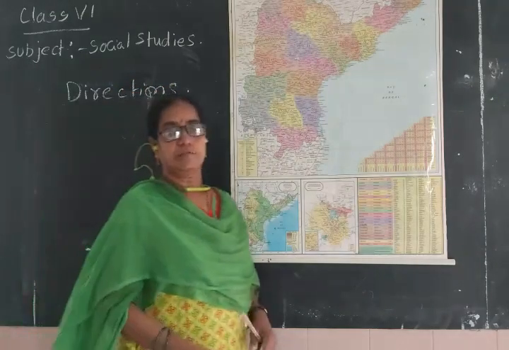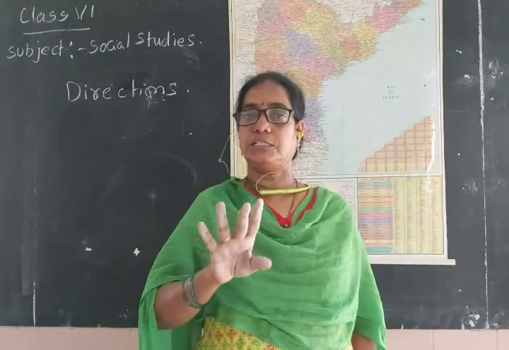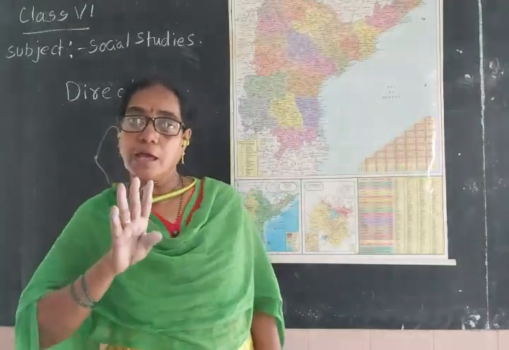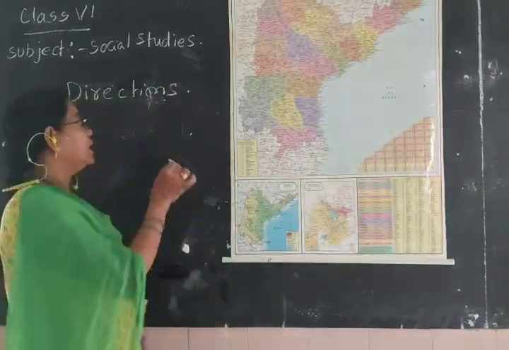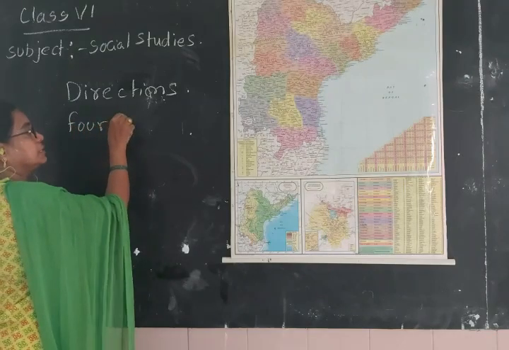So actually there are four directions. They are east, west, north, south. So there are four directions. How many directions are there? Four directions are there.